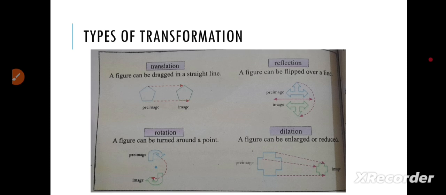We have a line of symmetry and we flip the image either on x-axis or y-axis or any line. We flip the image around that axis, that is reflection.